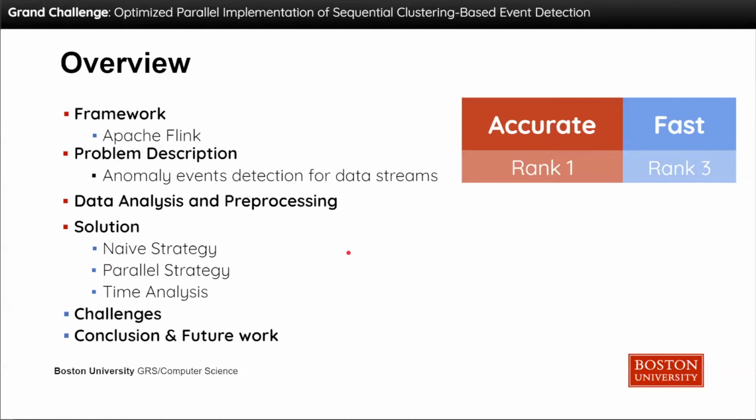Then, in time analysis, we will prove why our parallel strategy is always faster. During this grand challenge, we did meet a lot of challenges. We will discuss them and give our conclusion and future work in the end. Now, let's discuss the framework we used, Apache Flink.